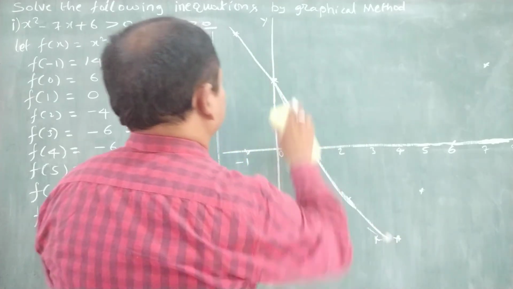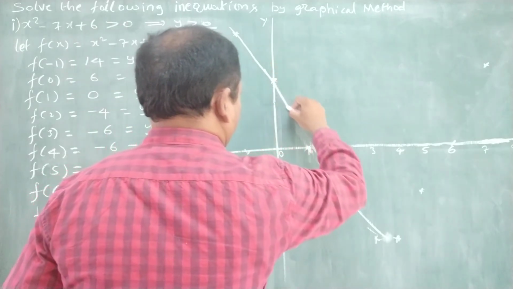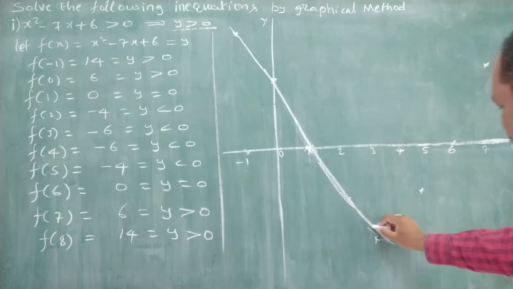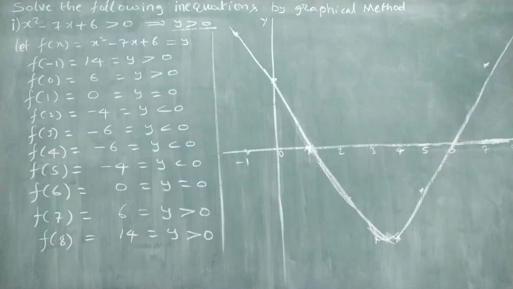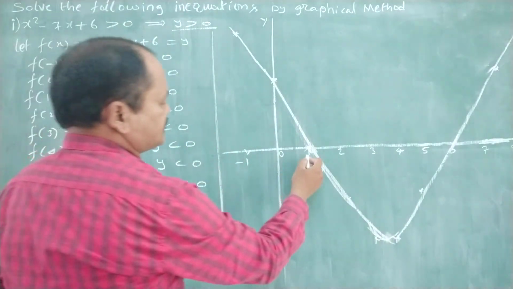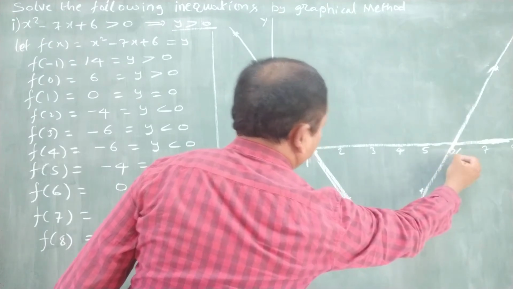Okay? This is the graph. Observe. Now this is the graph, at 6, at 14. That's all. So here observe, it intersects the x-axis at 1 and 6.